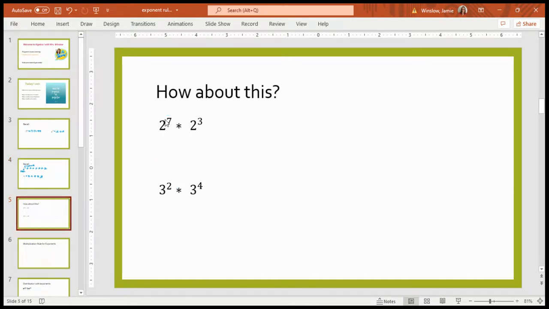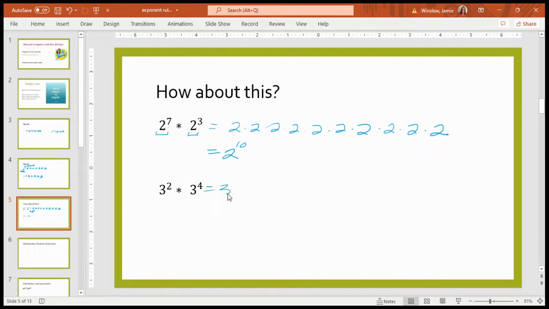Well, what about this? When we have the numbers where the bases match, we can perform some operations. So we would have 2 to the 7th, that's going to be 7 of them, and 2 cubed, that's going to be 3 of them. So we went ahead and expanded this out, right? Well, what if you wanted to condense it again? How many 2's are there? There are 10, right? So this is just another way to write 2 to the 10.